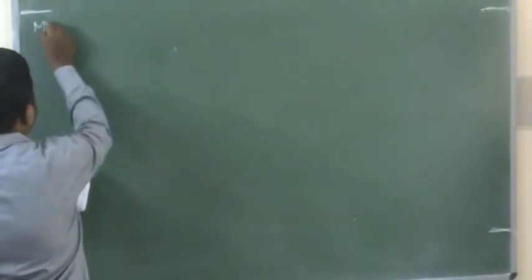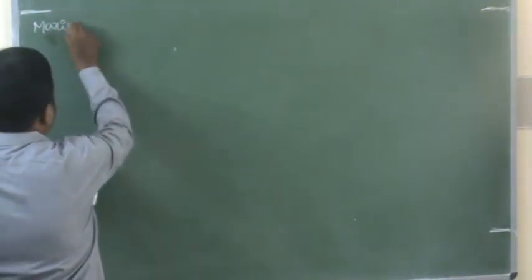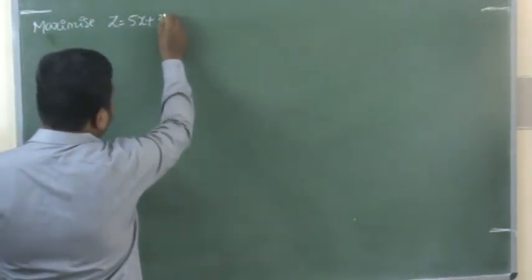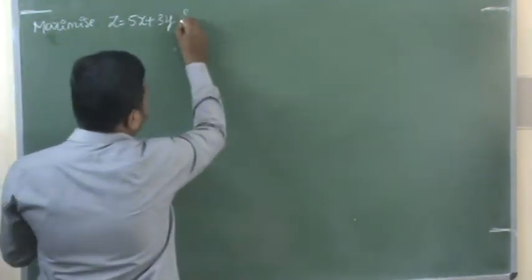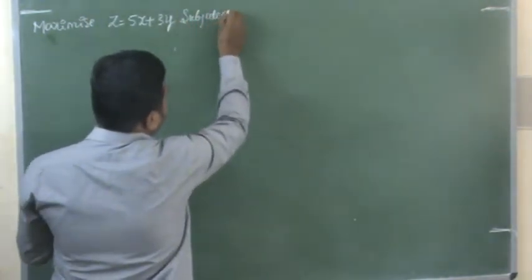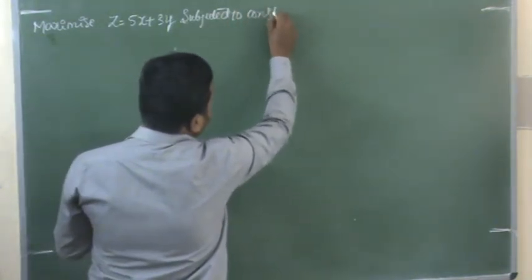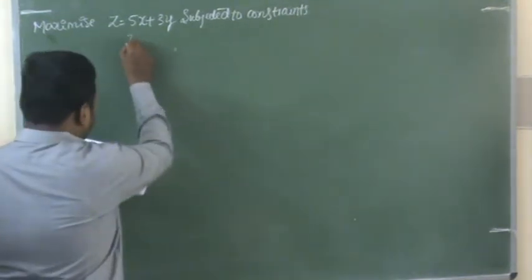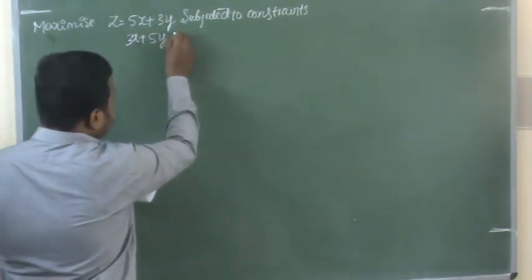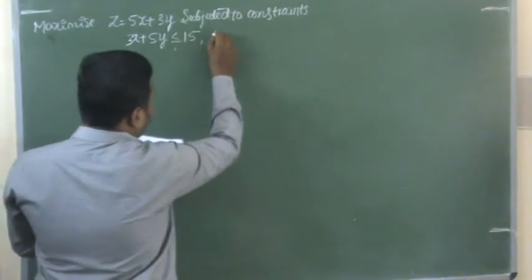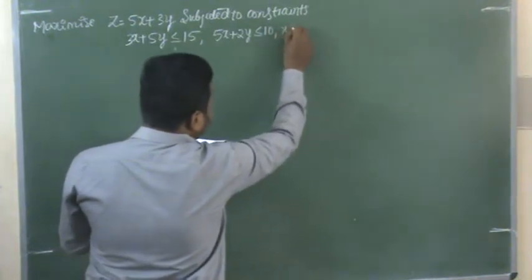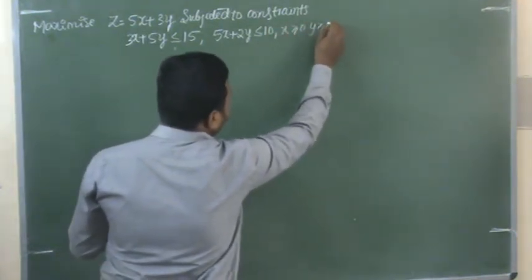So maximize z equals 5x plus 3y, subject to the constraints 3x plus 5y less than or equal to 15, 5x plus 2y less than or equal to 10, and x greater than or equal to 0, y greater than or equal to 0.